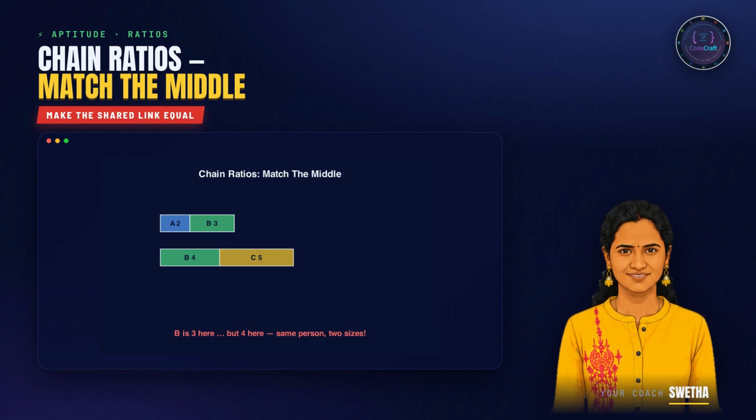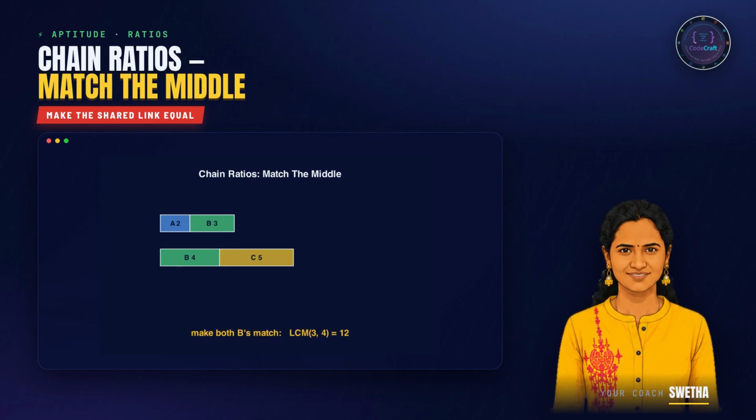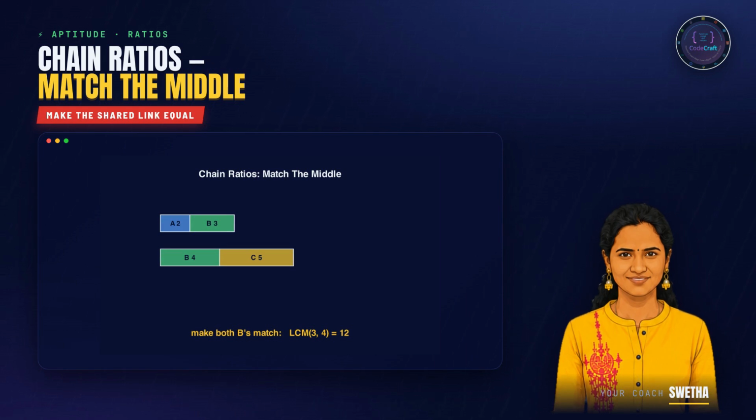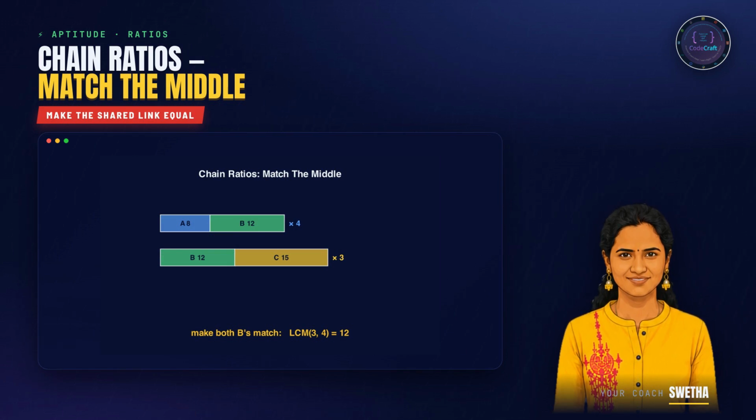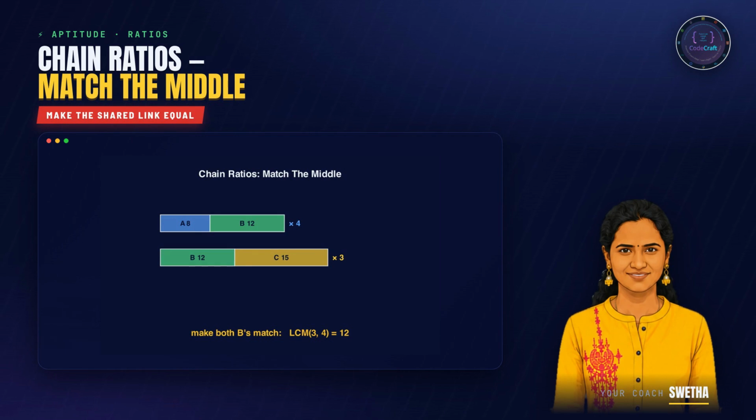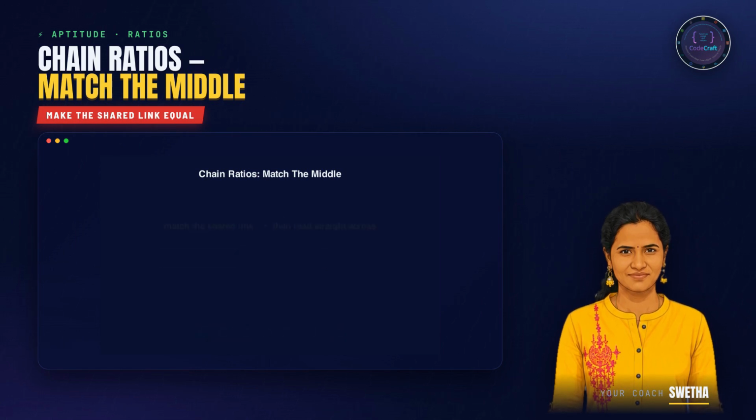So we fix B. We make both B's match. The smallest number that both 3 and 4 divide into is 12. So scale the first ratio up by 4. 2 to 3 becomes 8 to 12. Scale the second up by 3. 4 to 5 becomes 12 to 15. Now B is 12 in both. They line up. Read straight across. A to B to C is 8 to 12 to 15. That is it. Match the middle.